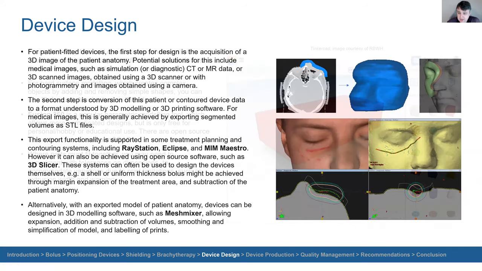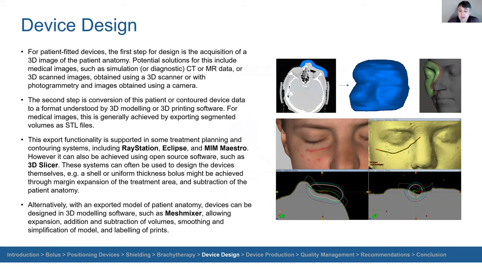Probably where the biggest advantage, though, is the preparation of patient-fitted devices. So devices that specifically match the anatomy of a patient. And in order to be able to prepare devices, design devices like that, you're going to need medical images or other images of the patient, 3D models of the patient. In a radiotherapy department, that's probably most commonly going to be simulation CT images. The potential to use diagnostic CT or MR data to maybe prepare devices prior to simulation.